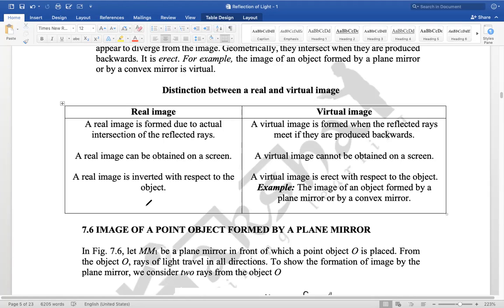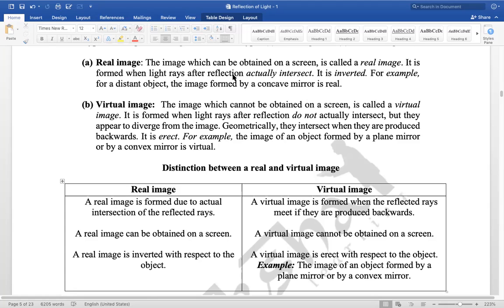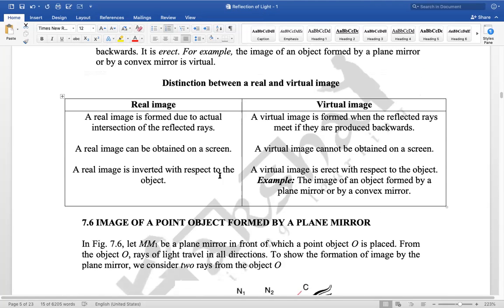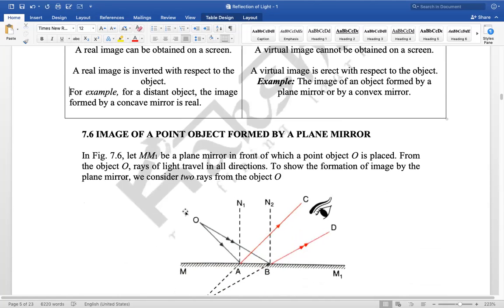And यहाँ पे example होगा image formed by a concave mirror when the object is kept far. तो जैसे यहाँ पे लिखा हुआ है ना. So for example, for distant object, the image formed by a concave mirror is real. So you can copy and put the example here. Now, image of a point object formed by a plane mirror.